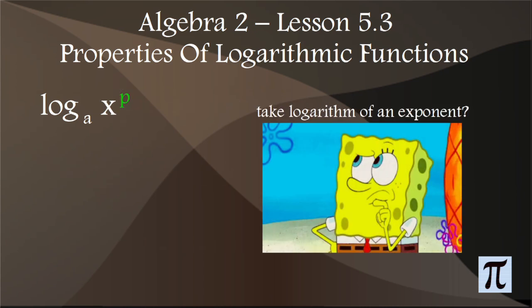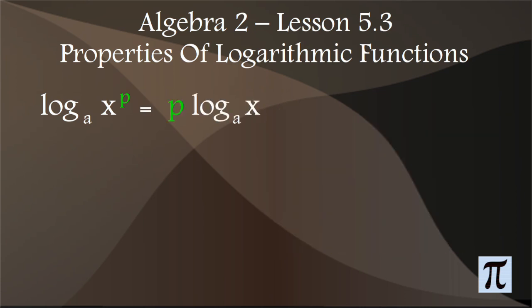So what happens if we take the logarithm of an exponent, log base a of x to some power, in this case p? Turns out this is pretty easy. When you take the logarithm of something with an exponent, you can simply pull the exponent out and put it in front of the logarithmic expression. So log base b of 9 to the 5th power is equal to 5 times log base b of 9.